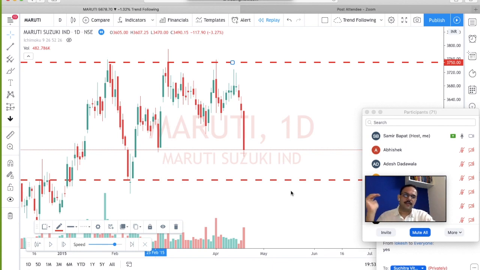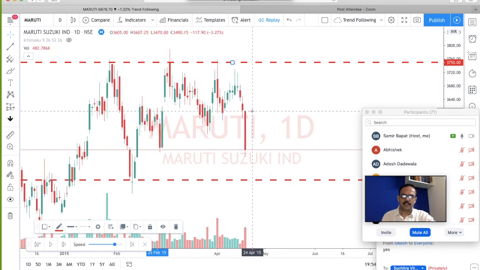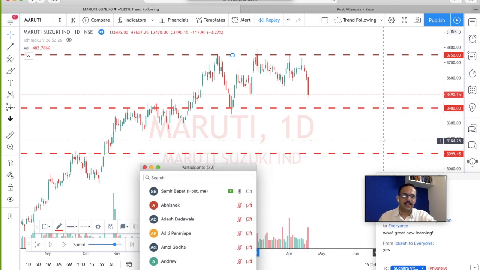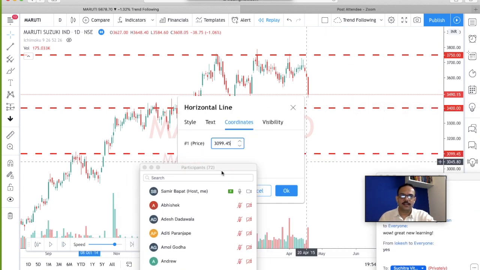a good level, right? Take it as a normal rounded-off figure, 3400, 3750, and typically you will find these resistances at a distance of 10 to 15%. Like, okay, I'll draw it at 3100.